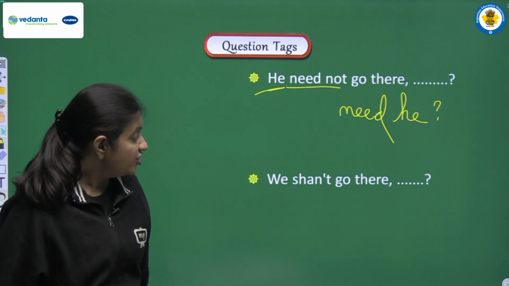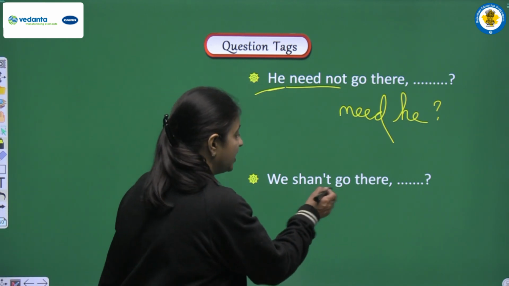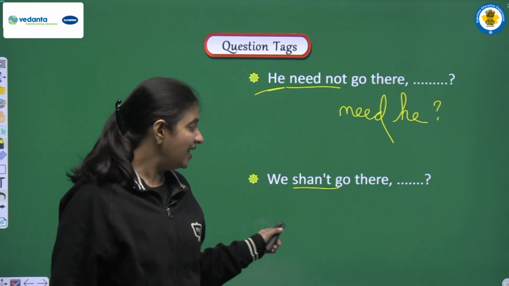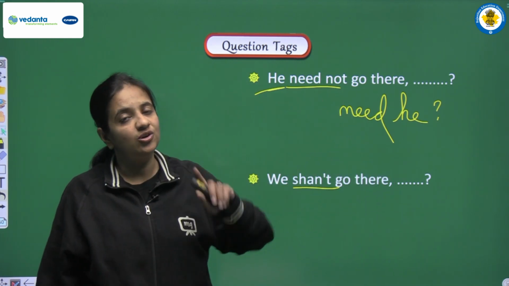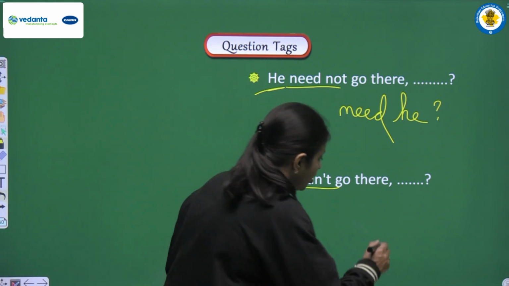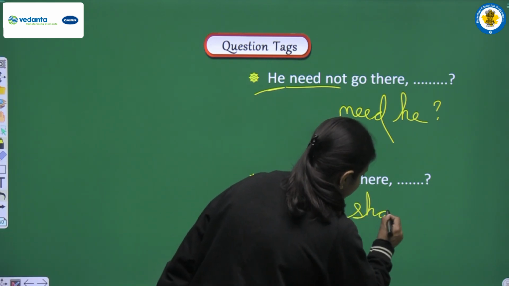Next is: we shan't go there. Shan't is the short form of shall plus not. So we have a negative statement. So now the question tag will be positive. So we will use the same auxiliary, that is shall.